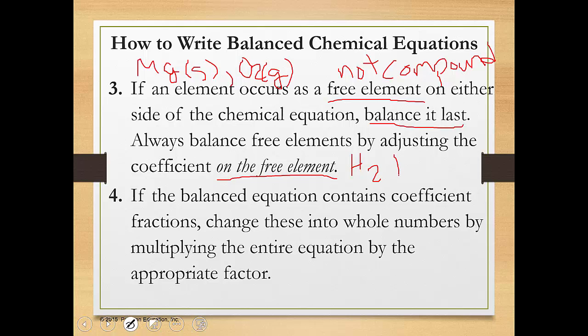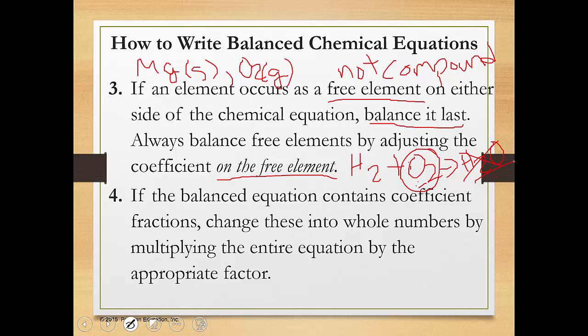Now, if I have H2 plus O2 yields H2O, I've got oxygen as a free element right here on the reactant side, and it's combined with hydrogen in H2O on this side. If I were to need to balance the oxygen, I would start by adjusting the coefficient over here. I would not want to adjust the coefficient on the H2O first, because when I do that, I'm affecting the hydrogen as well as the oxygen. But over here, I'm only affecting the oxygen. So I can use this one to balance that one out more quickly.